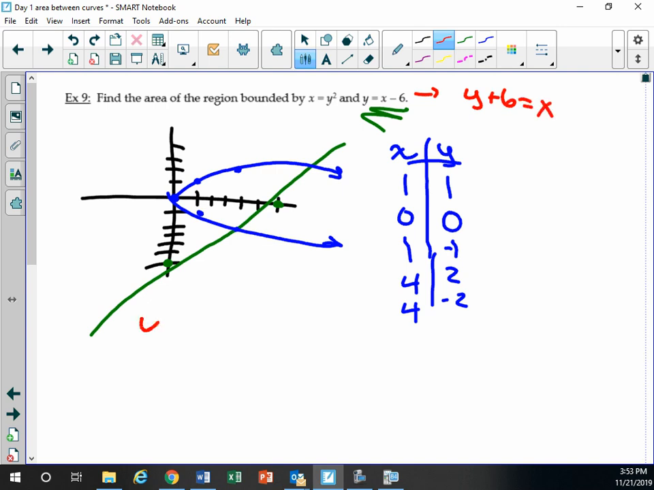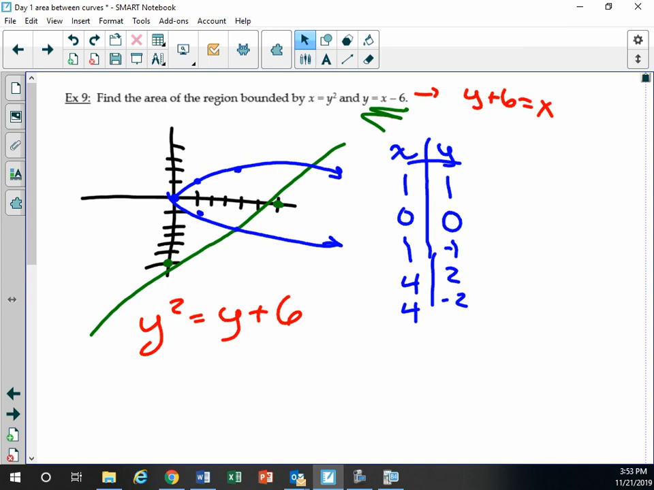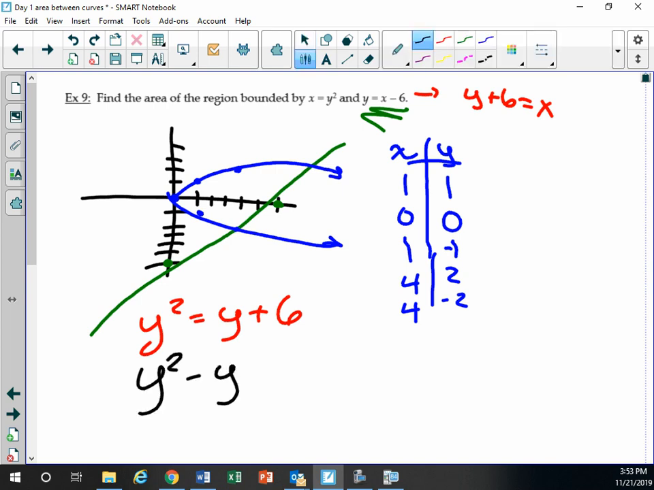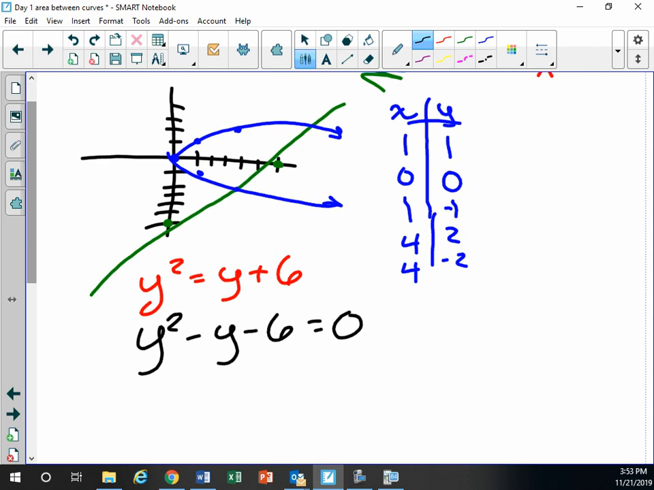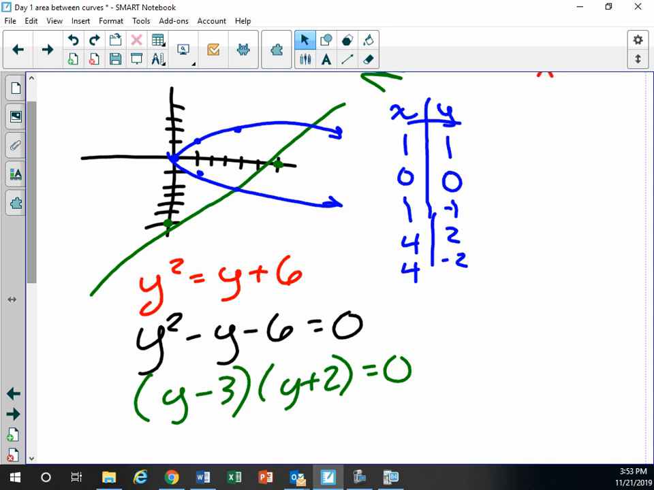Now they're both x equals, so y squared equals y plus 6. So now I'm moving everything to one side. I want my y squared to be positive. It makes it so much easier. Y squared minus y minus 6 equals 0. Y minus 3, y plus 2 equals 0. So I get y equals 3 and negative 2.